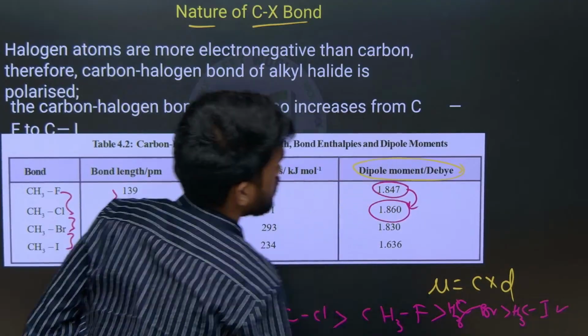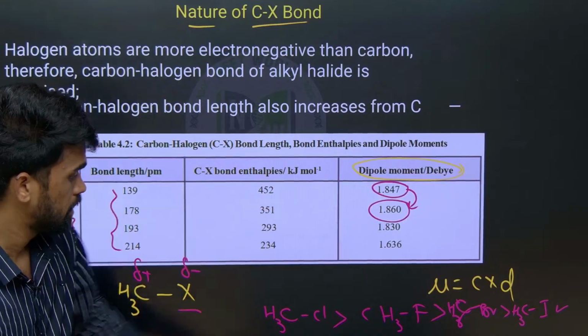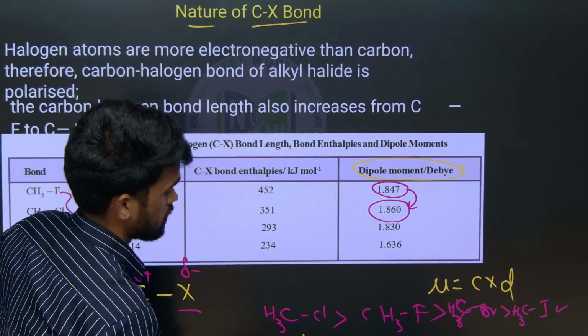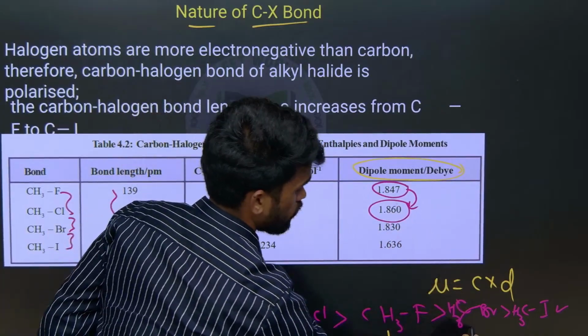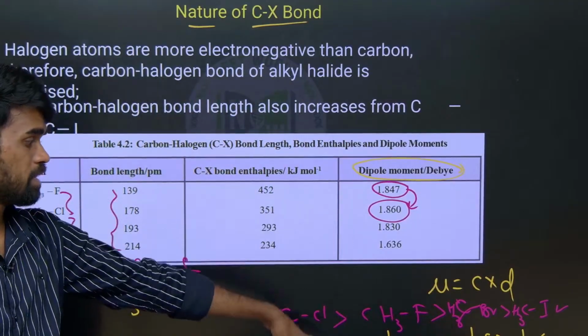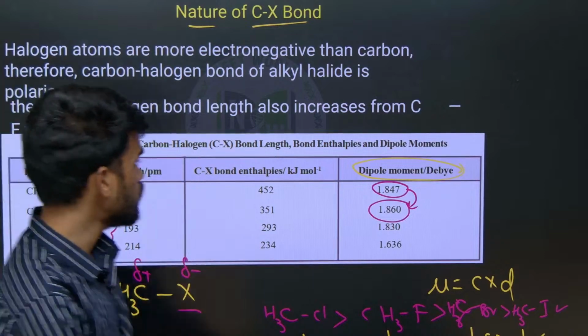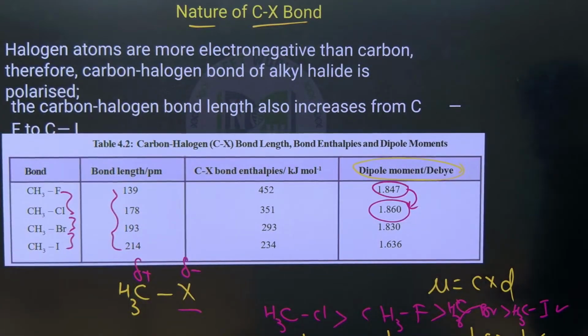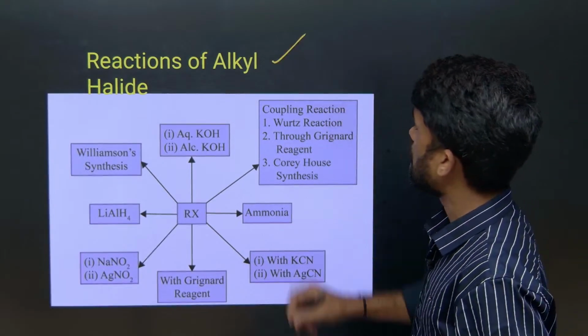So this order is very, very important. Methyl chloride is 1.86, then this is 1.84, then 1.83, and next 1.6. You can remember these approximate values, at least this order, for your exam purpose. Next, reactions of alkyl halides.